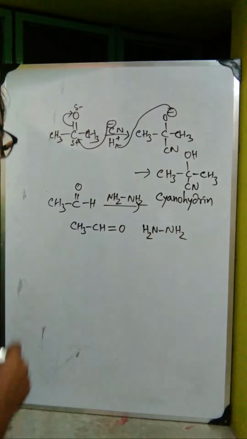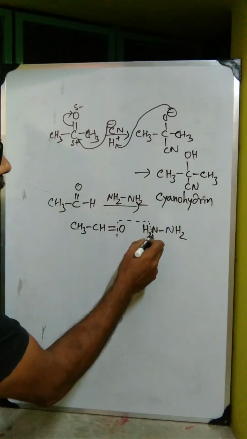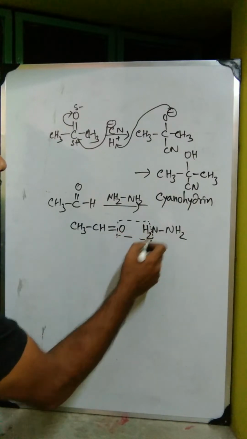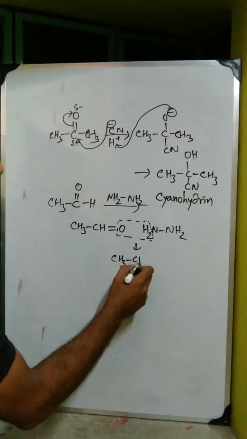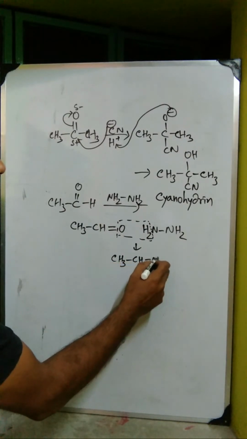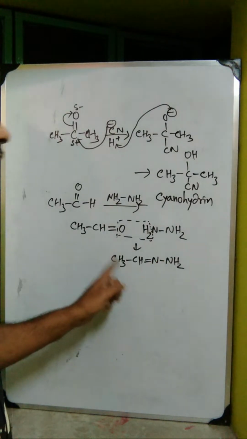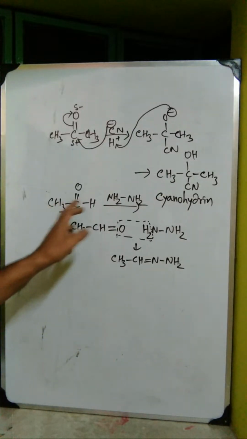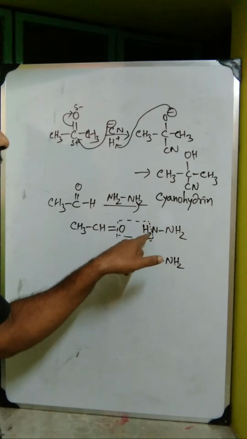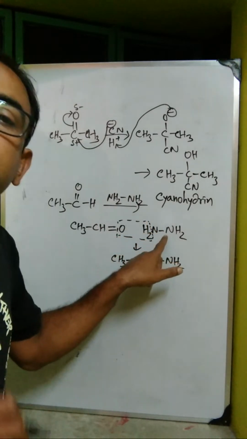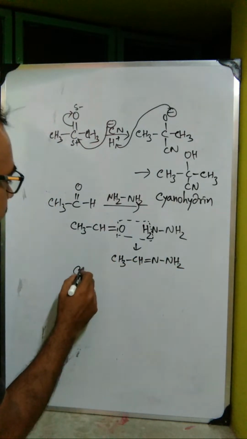This is still hydrazine, and here oxygen and hydrogen are eliminated, and the double bond continues to this nitrogen, giving rise to this product: CH3 CH double bond N single bond NH2. This type of product is called a hydrazone. So this is the short trick, and whatever groups are there, the main reactant's NH2 group remains unchanged.